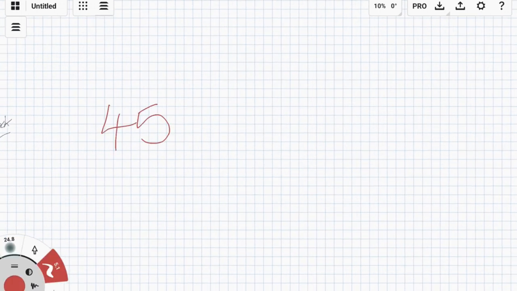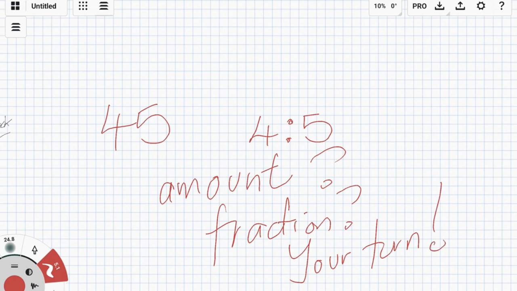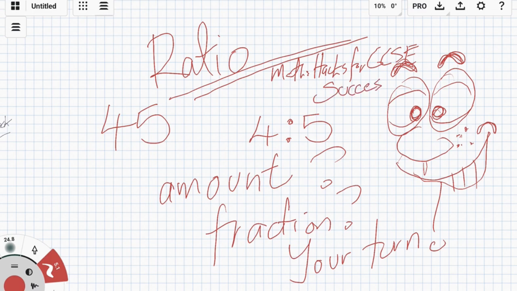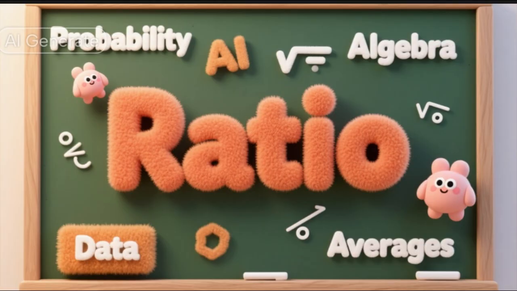Conclude and challenge. Now you've seen the methods. Here is one for you to try out, and put the answer in the comments below. Share 45 pounds in the ratio 4:5. What are the two resulting amounts? What are they as fractions of the total? As with proportion, finding the single unit is the key.